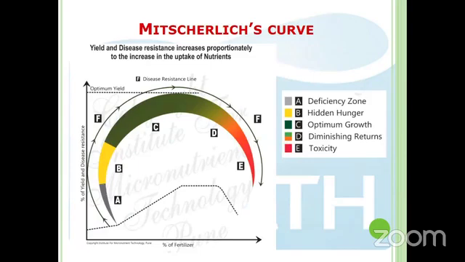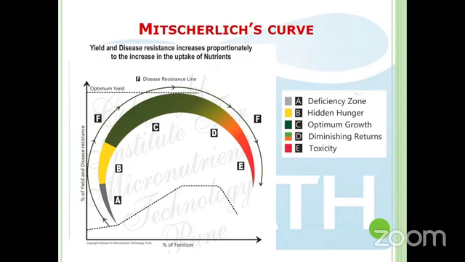Okay, now we'll move on to the depiction of a curve, that is, the fertilizer requirement in comparison with the yield of the crop. The scientist Mitscherlich has given this curve. You can see on the x-axis the amount of fertilizer applied. On the y-axis you will see the percentage of yield or disease resistance.